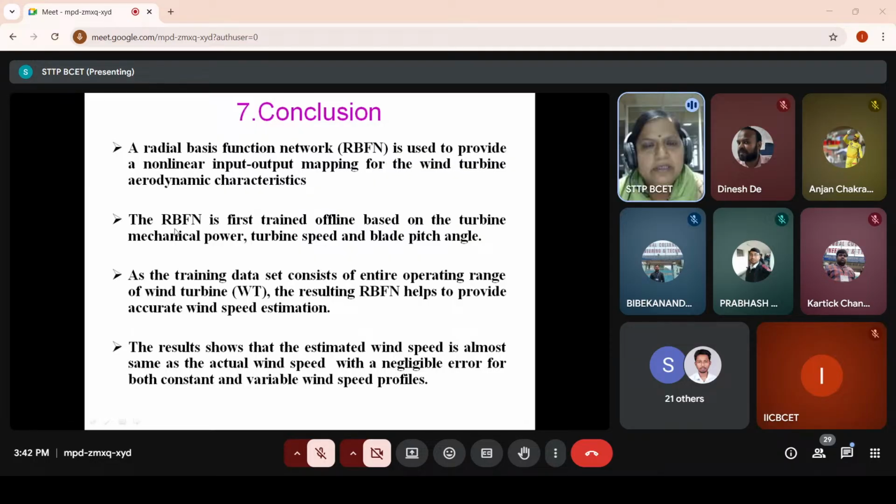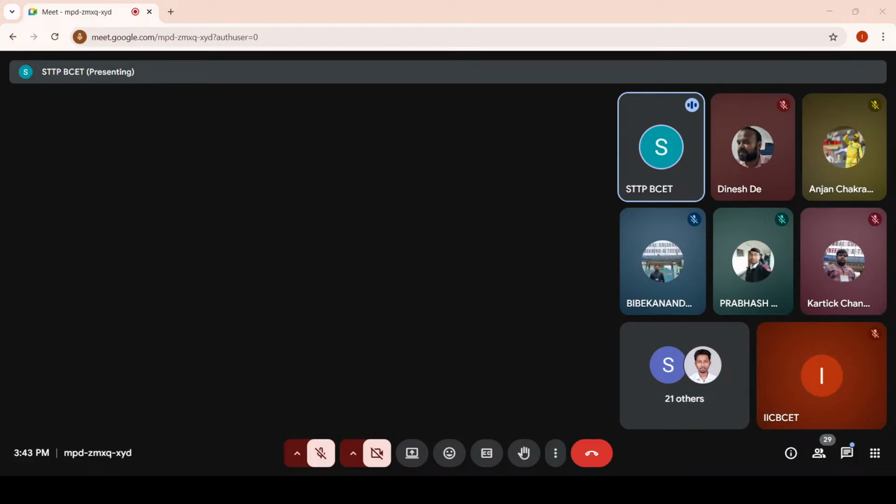Number two, the RBFN, that is the radial basis function network, is first trained offline. It was first trained with a set of inputs and outputs, based on the turbine mechanical power, that is PM, turbine speed, that is omega t, and blade pitch angle, that is beta. As the training data set consists of the entire operating range of the wind turbine, as we have discussed in how we chose the training data set, the resulting RBFN system helps us provide accurate wind speed estimation.